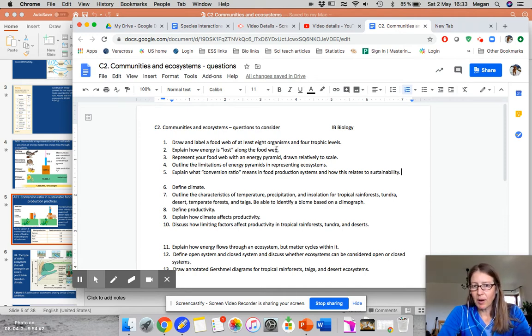You need to talk about how energy is lost along your food web, and you have to then be able to represent a food web actually in a pyramid. I'm trying to draw that energy pyramid to scale. We're going to talk about the limitations of energy pyramids and what conversion ratio means in food production systems and how that relates to sustainability.